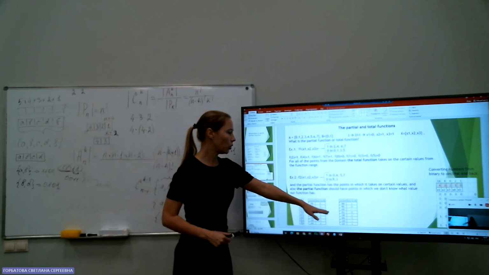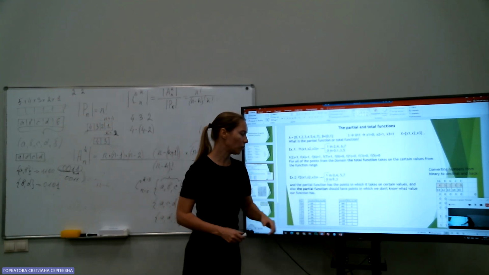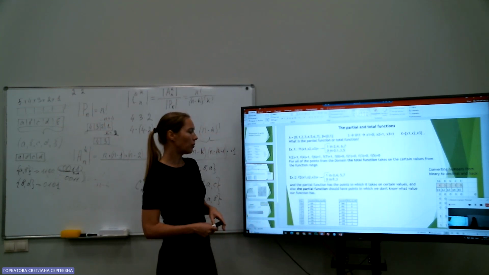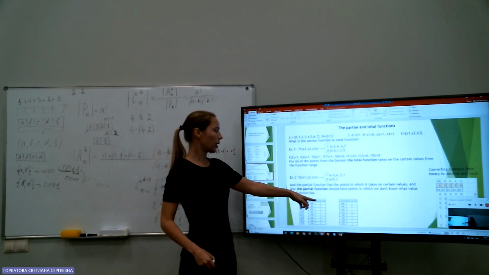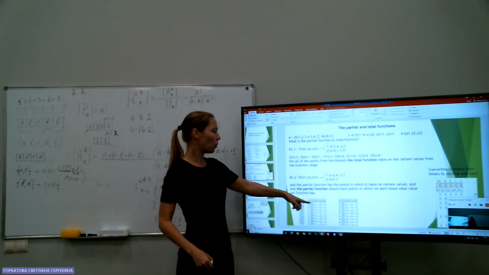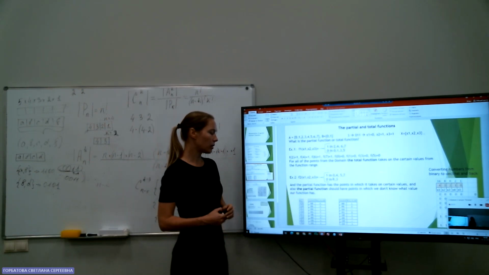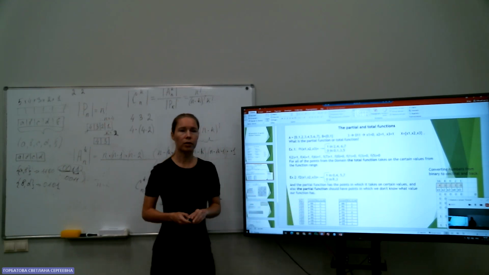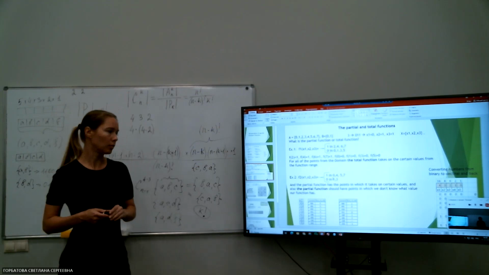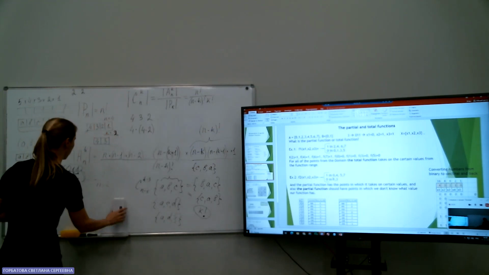there is a truth table for a total Boolean function and a partial Boolean function. A total Boolean function is a function which has results for every input. So if we have three variables, we have 8 variants of input. 3 variables, each variable can be 0 or 1.